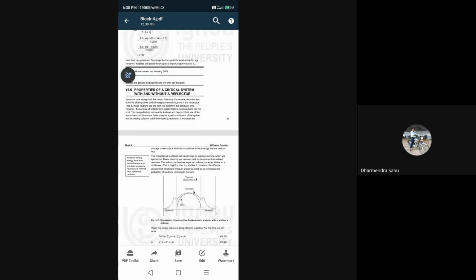Then properties of a critical system with and without a reflector. Due to the finite size of the reactor, neutrons leak out while slowing down and diffusing as thermal neutrons in the moderator. That is, these neutrons are lost from the system in due course of time. However, the purpose of a reflector is to scatter leaking neutrons back into the core. This design feature reduces the leakage and hence the critical size of the reactor and the critical mass of fissile material, apart from the cost of the system, and increases safety of the public from leaking radiation.